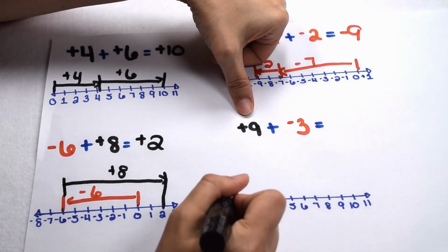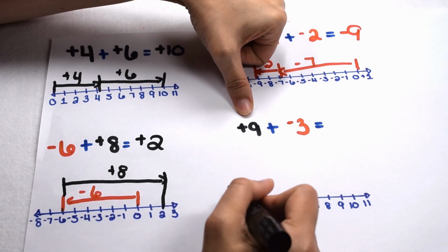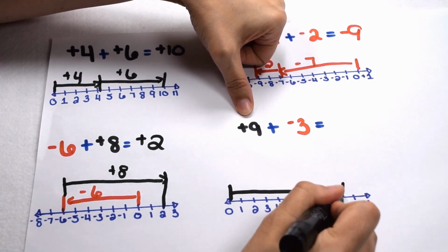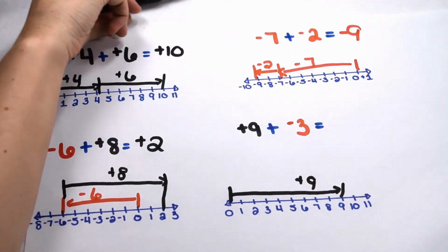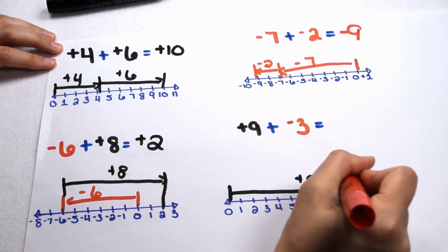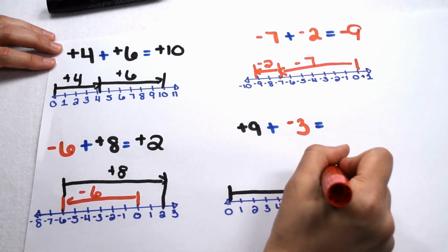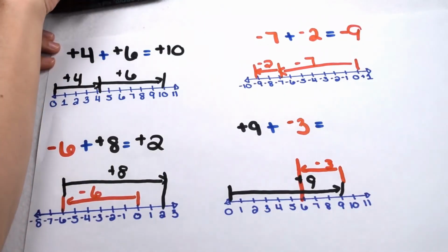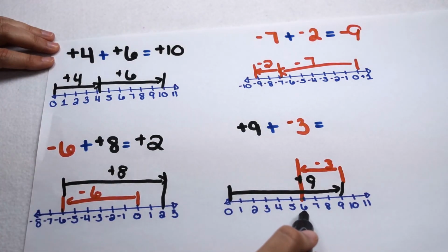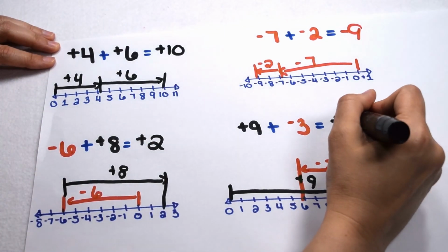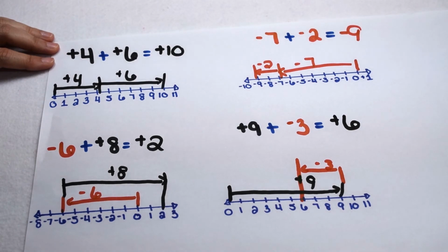On our last problem, I'm going to start at 0, and positive 9 is going to send me 9 places to the right. To that positive 9, I need to add negative 3, which means I'm going to have to go 3 places to the left. When I go back 3 places to the left, I land at positive 6. So positive 9 plus negative 3 is going to give me positive 6.